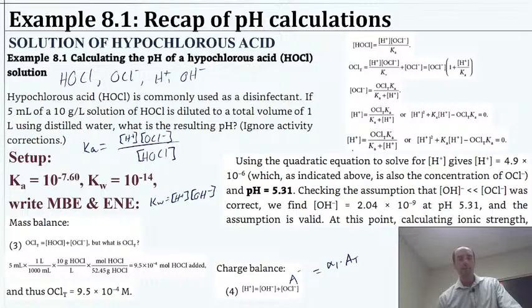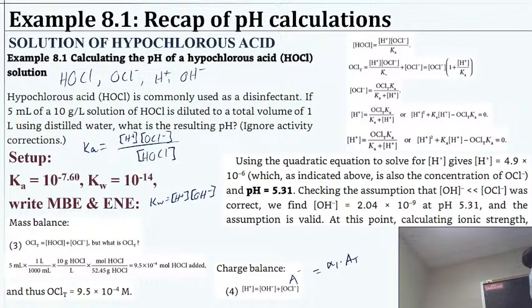Now in this case, they've done the algebra a little bit differently, but it's kind of the same process, right? So I think they've multiplied H plus by both sides to get that quadratic.